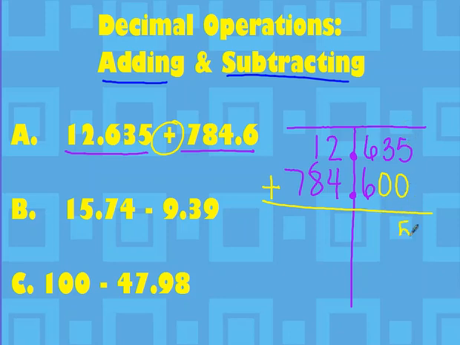So 5 plus 0 is 5, 3 plus 0 is 3, 6 plus 6 is 12, so I carry my 1. 4 plus 2 is 6, plus 1 is 7, 1 plus 8 is 9, and then 7 gives me 7. So my decimal in my answer literally just comes straight down the line on that T-chart. So my final answer here would be 797 and 235 thousandths. So again, making sure that we're lining up those decimals.